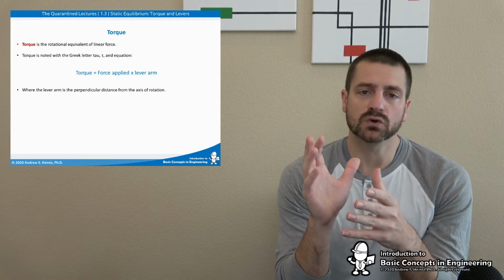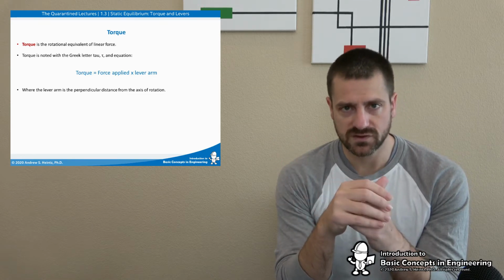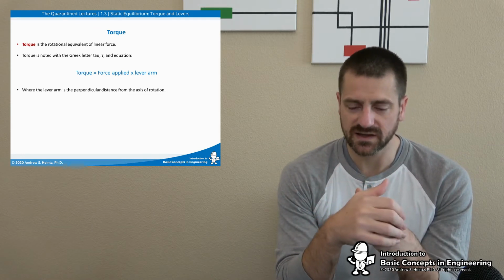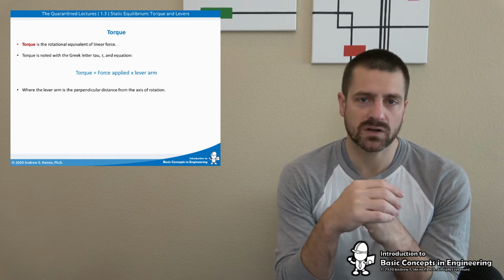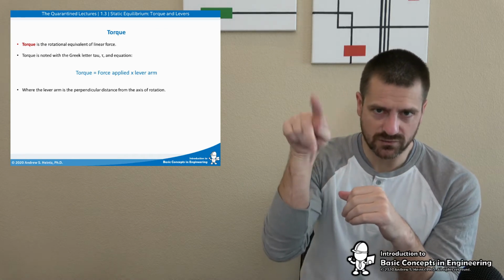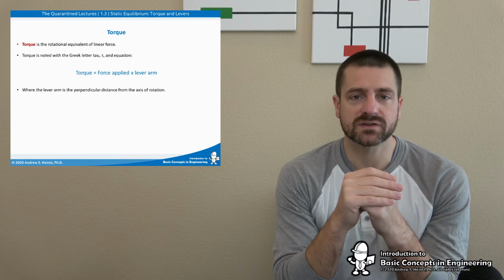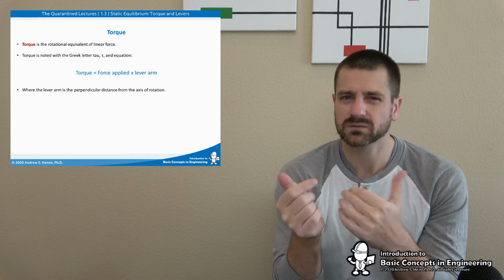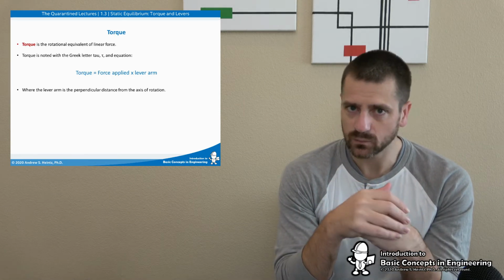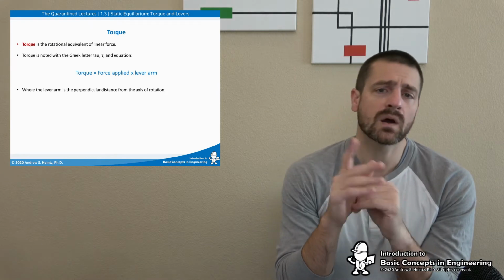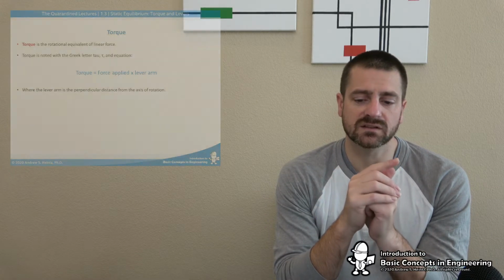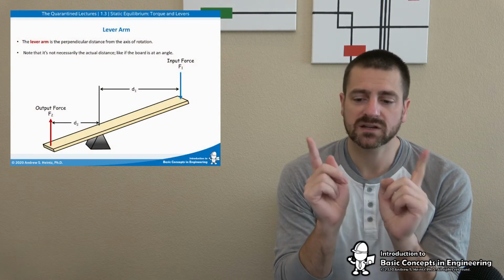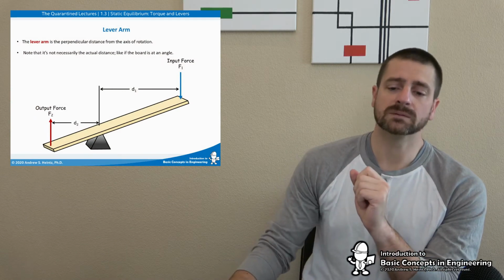Torque is the rotational equivalent of the linear force that we deal with on a regular basis in our physics classes. Torque is noted with the Greek letter tau, right? It's that little curly guy. And torque equals the force applied times the lever arm. That's really just what we saw in the last slide with our lever. Now, it is important here to understand that the lever arm is the perpendicular distance from the axis of rotation.